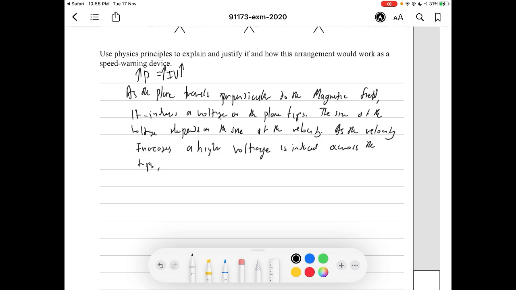The protons don't move, only the electrons experience force, and only the electrons are moving. Therefore, the protons stay at the top, so the top is going to be positively charged, and the bottom is going to be more negatively charged, so there's going to be a higher potential difference. We can say that a higher voltage is induced across the tips as electrons experience force down to a red tip, so making the blue tip positive and the red tip negative.